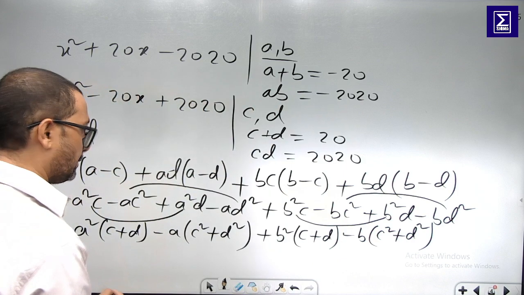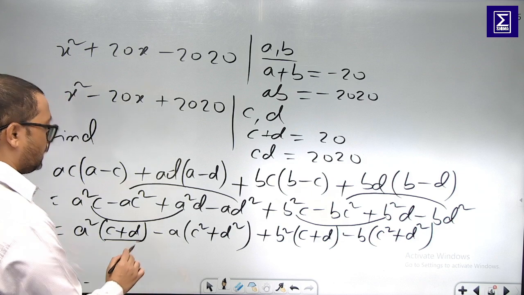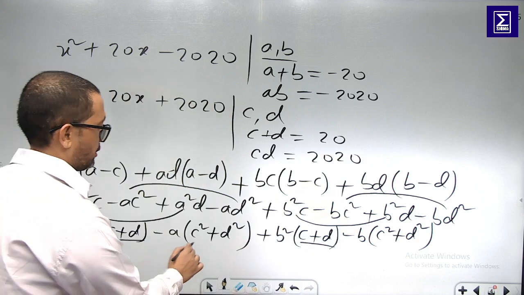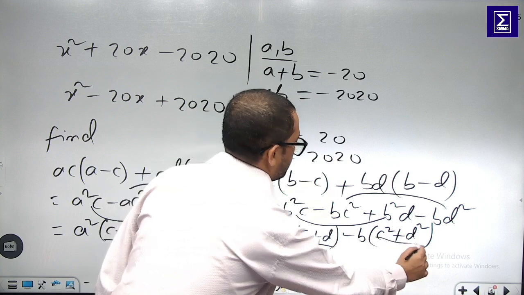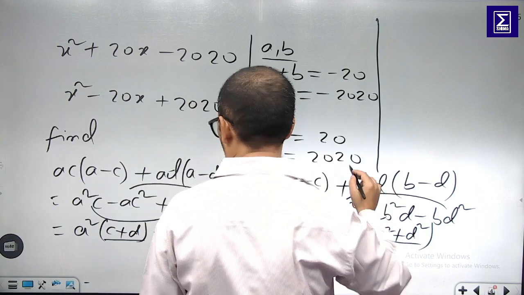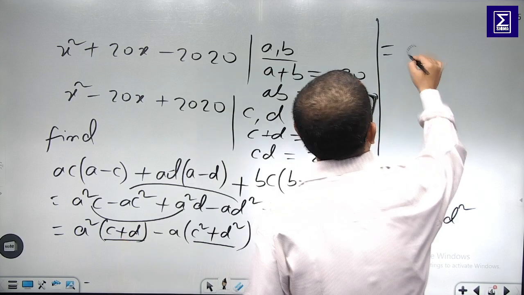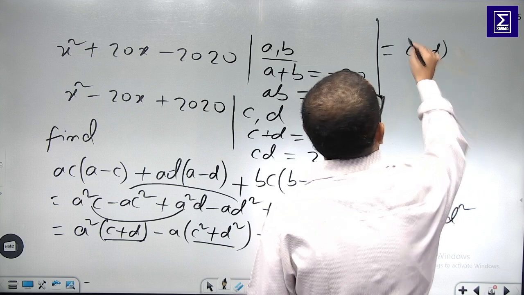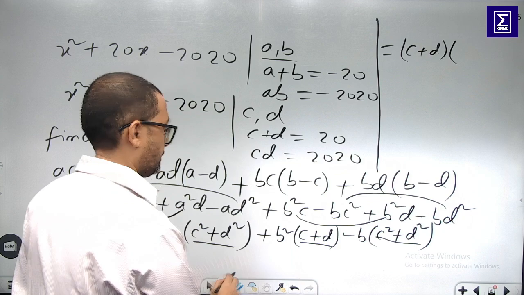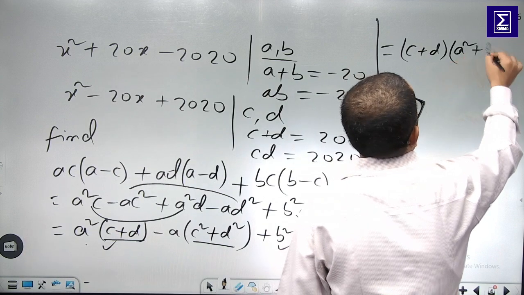We can see here that c plus d and here c plus d, that is common, and c square plus d square, that is common. So we can take it here. So what we can do in the next step, c plus d is taken common, c plus d is taken common. So you will have a square plus b square here.